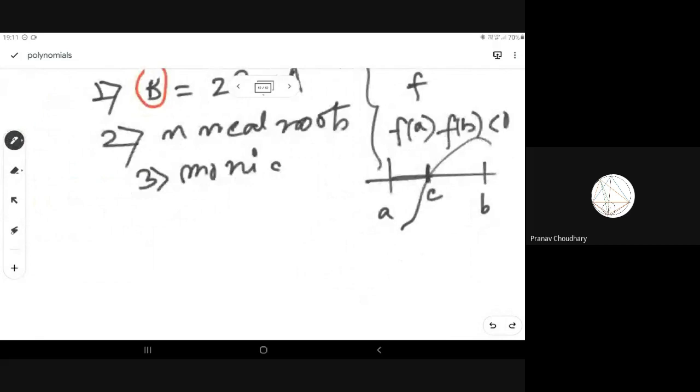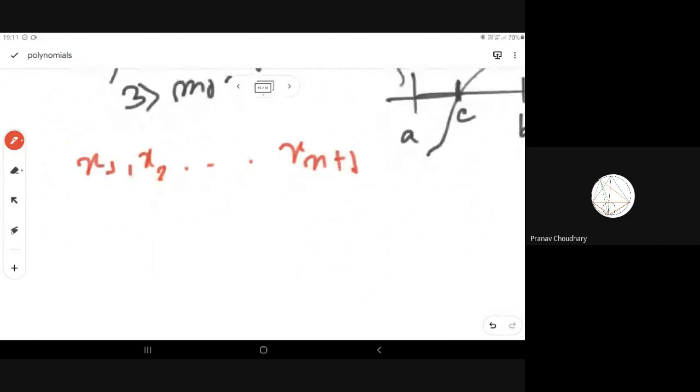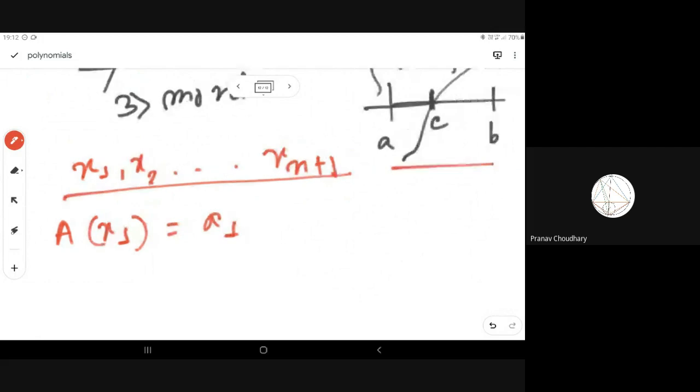This basically tells us that if we choose our values carefully, say we choose the first function value to be positive and the second one negative, and the third one positive, and so on. Suppose we choose a sequence of real numbers x1, x2, x3, up to x(n+1), such that a of x1 equals a1. Note that we haven't completely decided x1 up till x(n+1) yet. We will choose them in a specific way, but let's keep the IVT idea in mind and proceed.